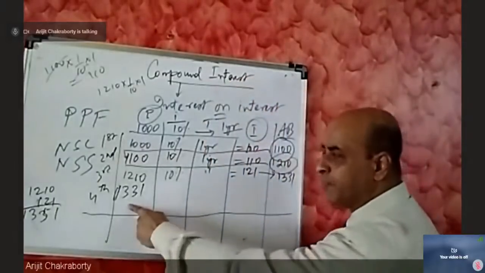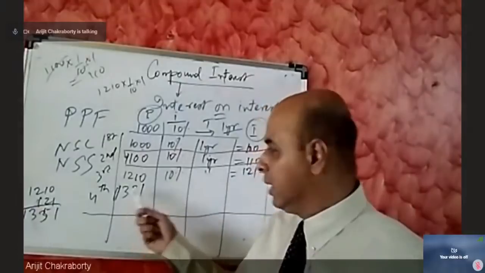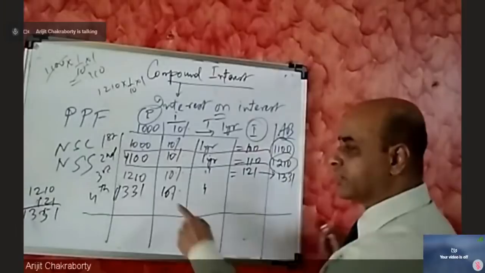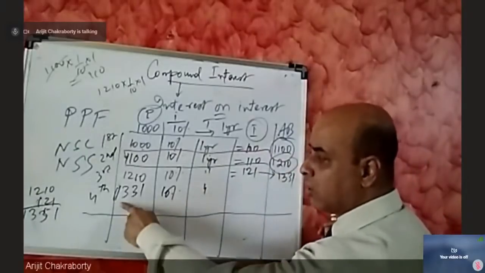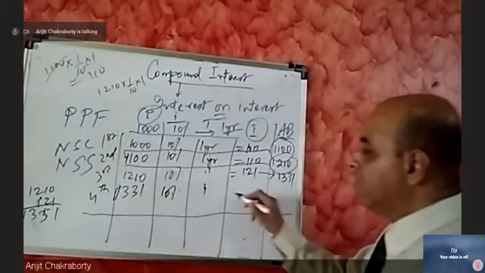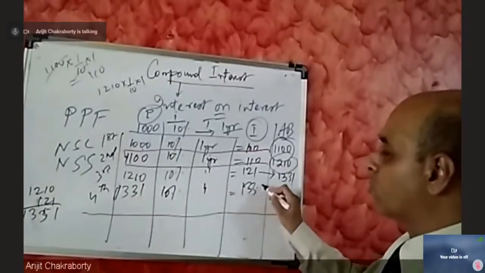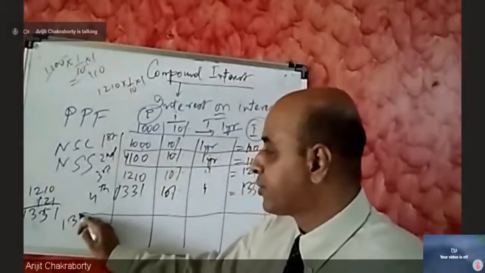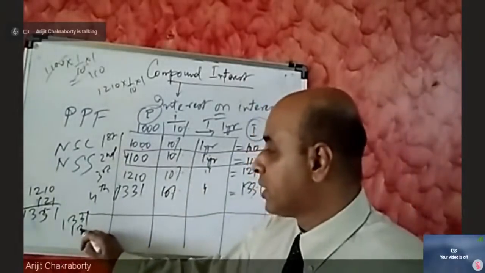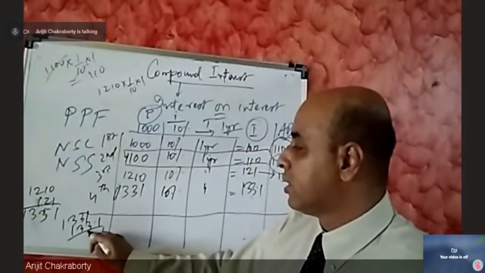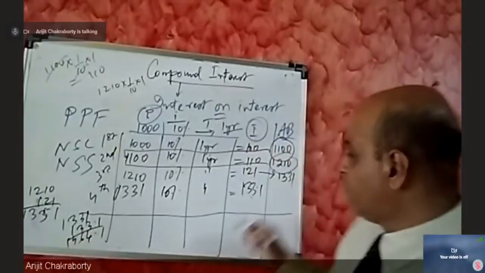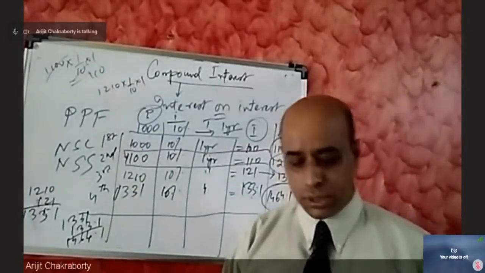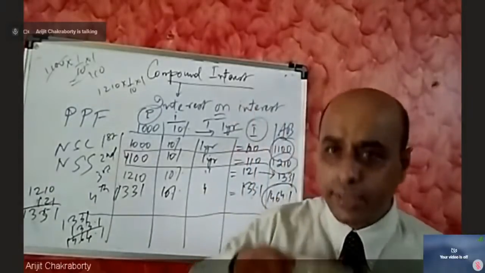So in the fourth year, you have 1,331. Again, you have 10% interest rate, 1 year. So 10% for 1 year on 1,331, your interest comes to 133.1. So your accumulated balance becomes 1,331 plus 133.1. So it is 1464.1. So you can see this is how the compounding takes place.